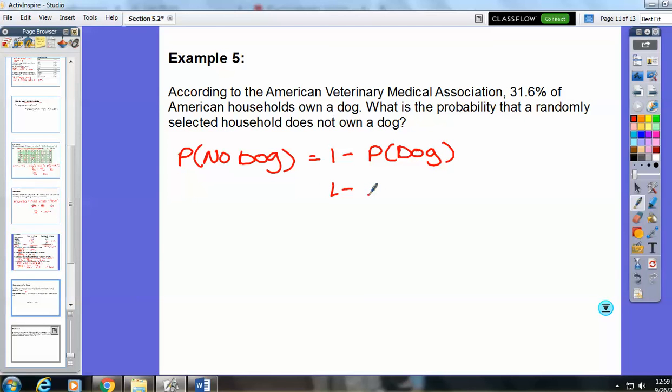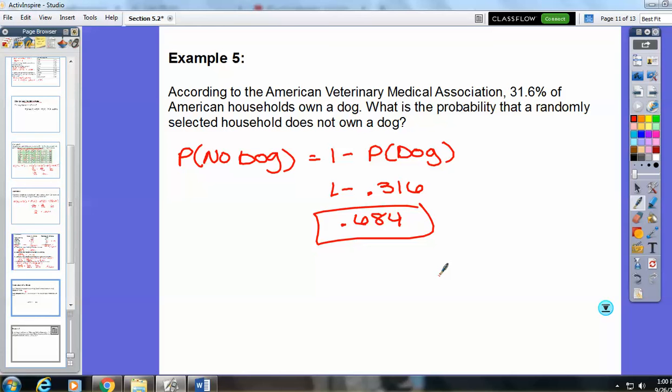So 1 minus the probability of having a dog. How would I put that in my problem? 1 minus 0.316, and so we get 0.684. So the probability that you don't own a dog is 0.684. Wait, what did you do? Wait, what's the 1? Because it's complement. That's like the 100%. So those two have to add up to 1.